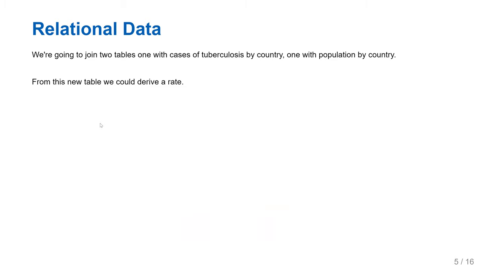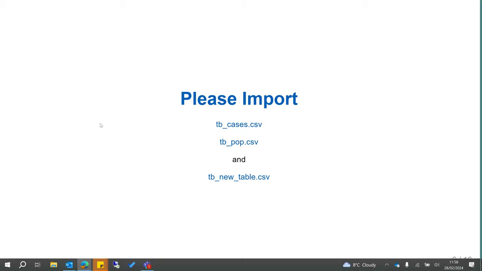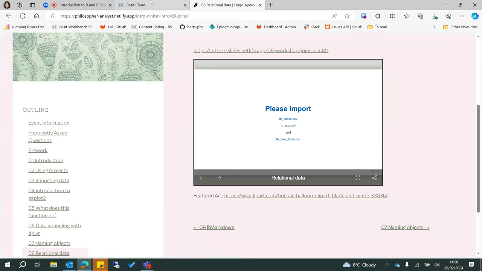So for this exercise, we are going to join two tables, one with cases of tuberculosis by country and one with population by country. This is probably because we want to derive some kind of case rate. So let's import these three data sets, tbcases.csv, tbpop.csv, and tbnewtable.csv. So quite a few new ones.